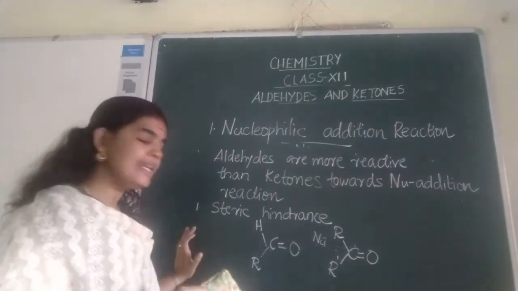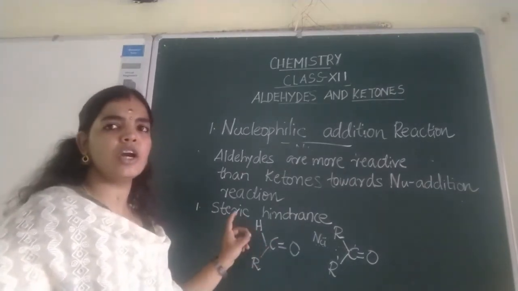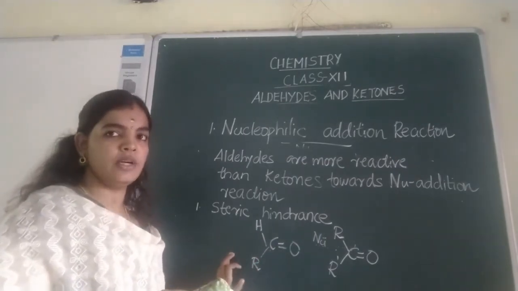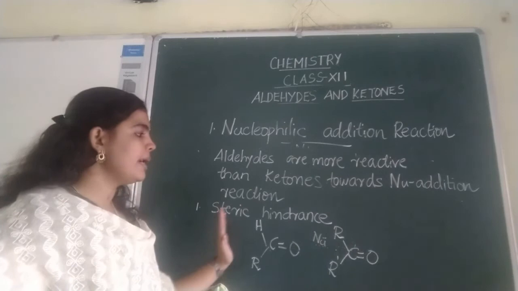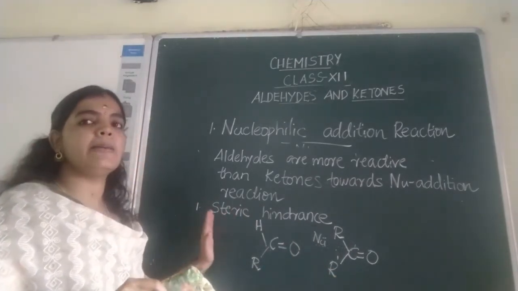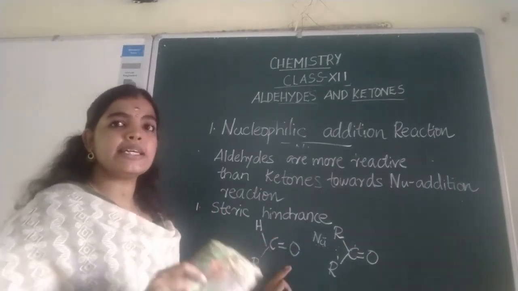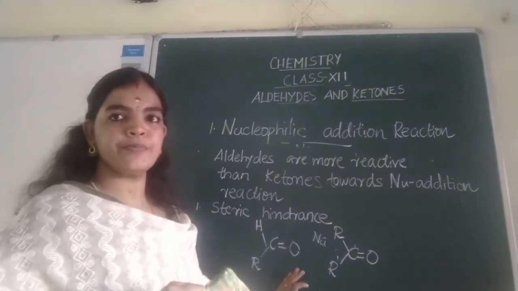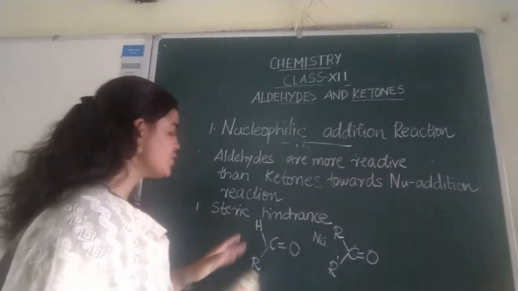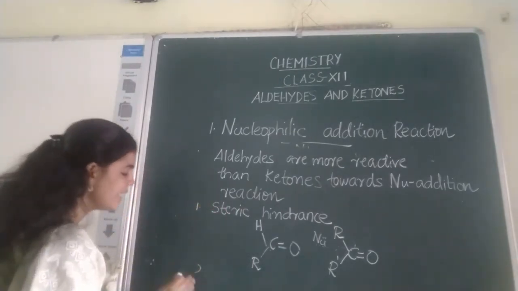In the case of aldehyde, one of the valencies is satisfied by hydrogen, which is a smaller one, and the other valency is satisfied by an alkyl group. So here, when compared to ketones, the nucleophile can come and attack at this carbon atom in the case of aldehyde, where steric hindrance is less. Is it clear to all of you? So aldehydes are more reactive than ketones.